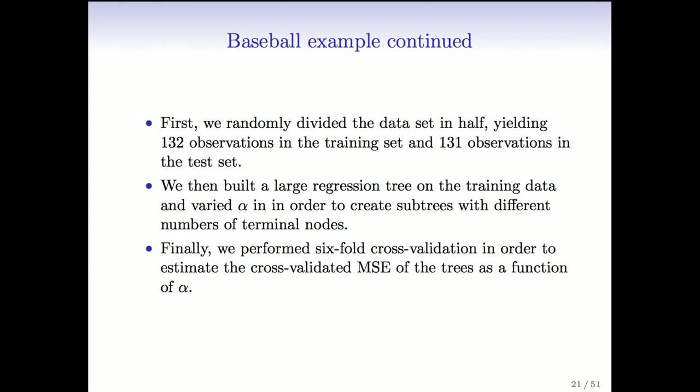So for illustration, we actually took the observations and divided them into a training set of 132 observations and the remainder, 131, in a test set, because we want to compare the cross-validation error to the test error on the separate test set, just for illustration. We build a regression tree on the training set using cross-validation and get an idea of the best cost complexity parameter alpha using 6-fold cross-validation. And by the way, 6 may seem like a funny number, but that's just because 6 divides into 132 exactly.